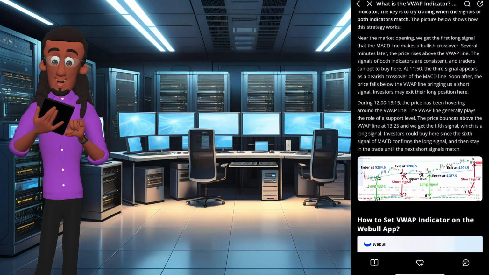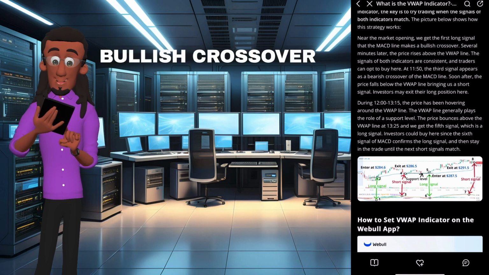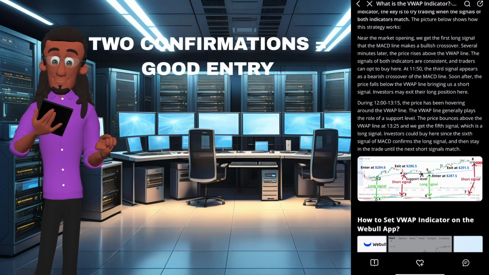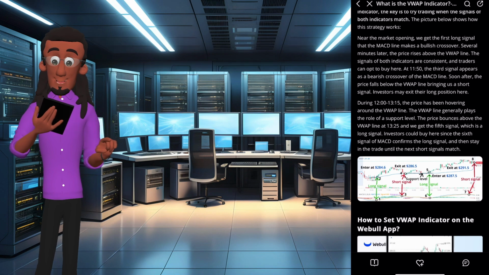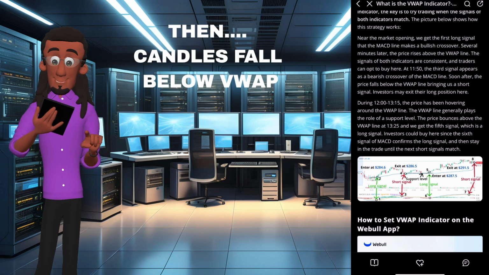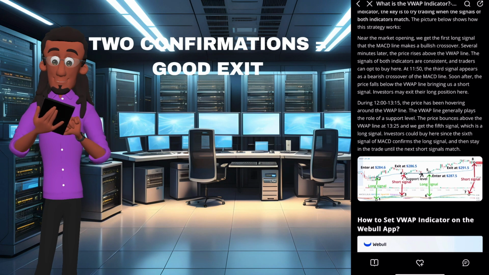Near market opening, we get the first long signal that the MACD line makes a bullish crossover. That's 0.1. Several minutes later, the price rises above the VWAP line. The signals of both indicators are consistent, and traders can opt to buy here. At 11:50, the third signal appears as a bearish crossover for the MACD line. Soon after, the price falls below the VWAP line, bringing us a short signal. Investors may exit their long positions here.